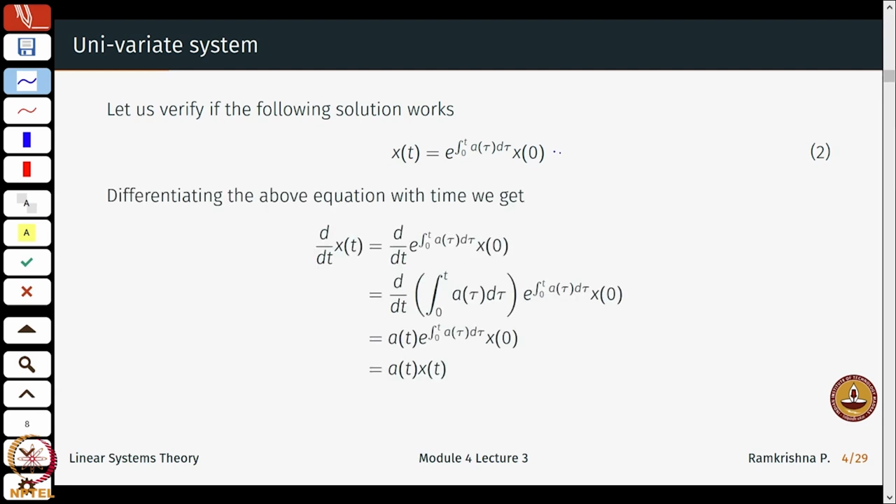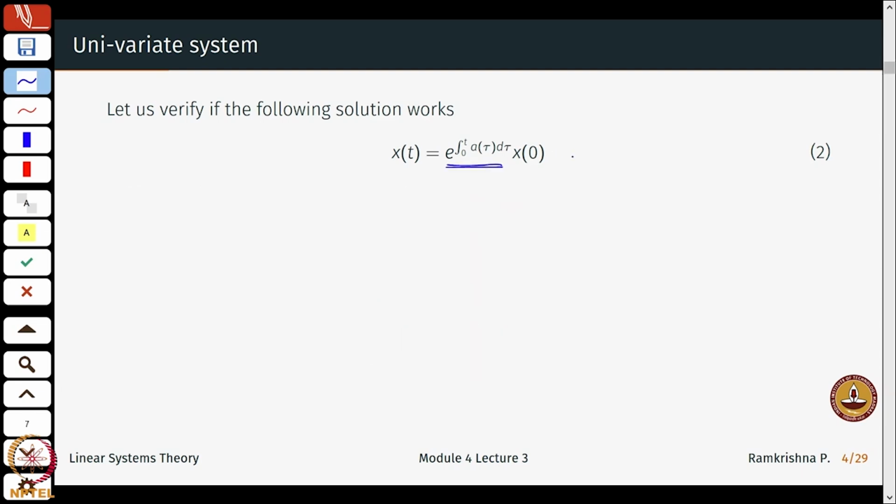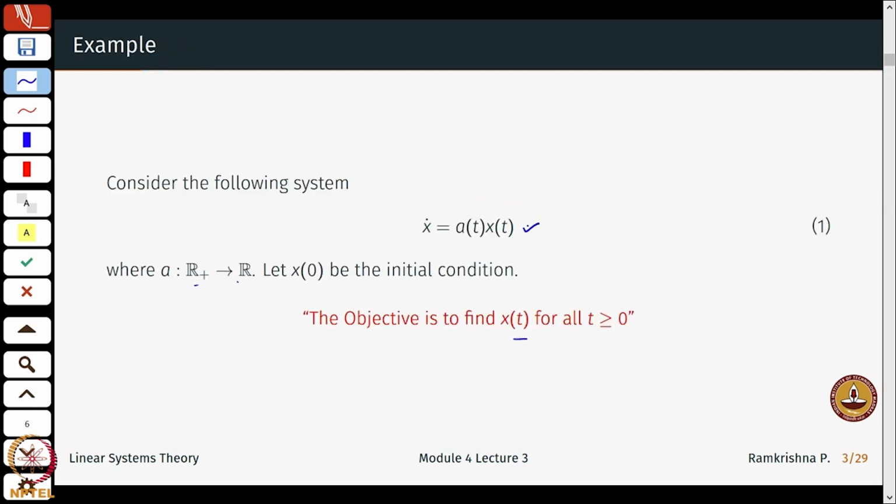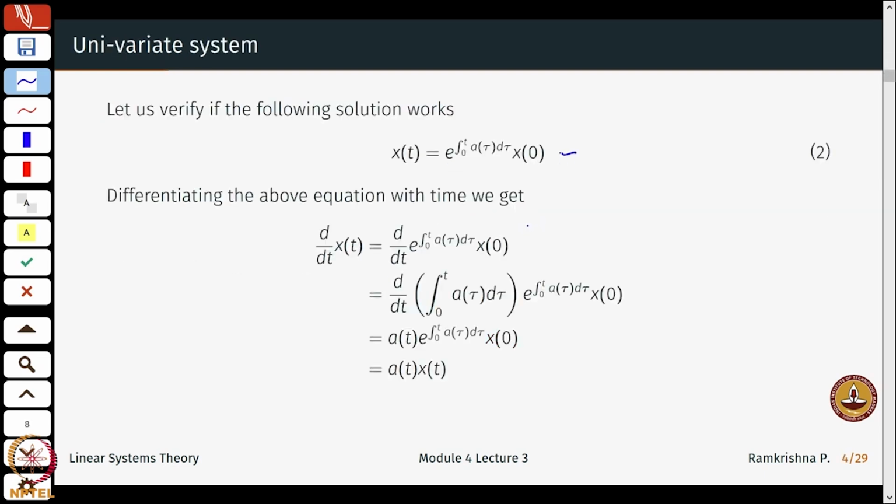It should satisfy two things, as said in the earlier lectures: x of t is a solution to this differential equation if it satisfies the initial condition and additionally it satisfies the differential equation too. So let us see first the initial condition. x of 0 is e power the integral from 0 to 0, whatever is in the integral, times x0, so the initial condition is retained.